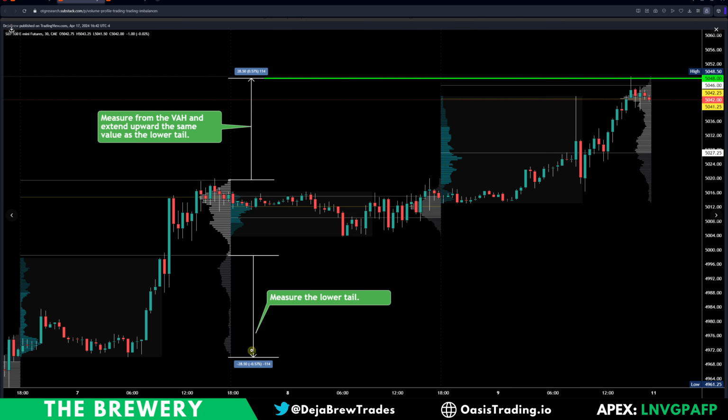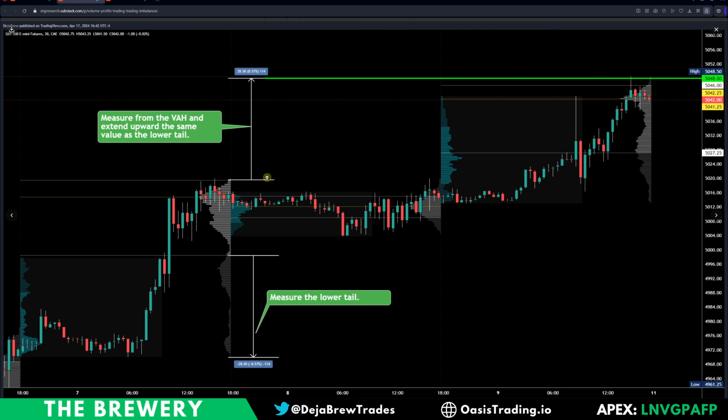Okay, so we take that same measurement, the value area low to low of day, in this case it's 28.5 points. We draw that out from the value area high, and that is what our upper tail should be if we were to extend that tail.